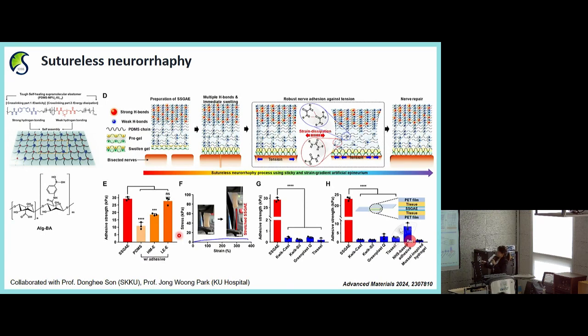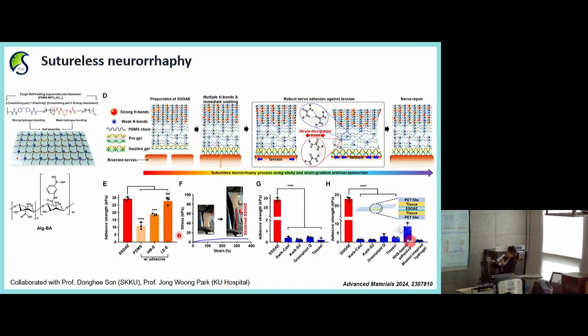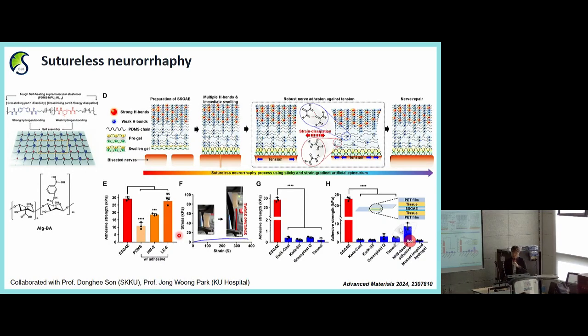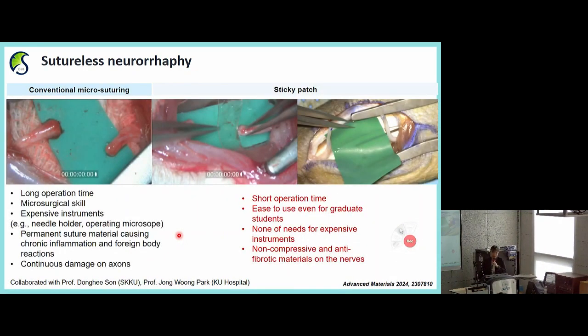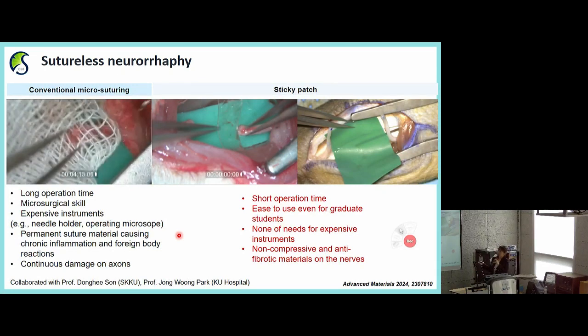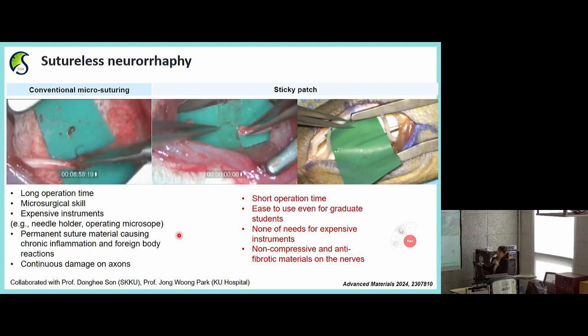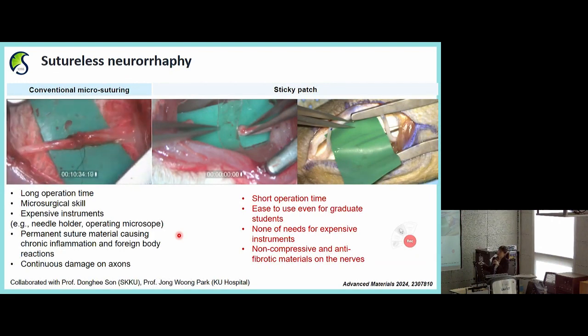Anyway, so our patches have very strong adhesive strength compared to the conventionally used medical glue materials. And then we also checked the feasibility of our patch in the nerve model. The first video is showing the micro suturing. So the Korean orthopedic doctors try to connect the single nerve tissue. It takes 13 minutes for one nerve connection.